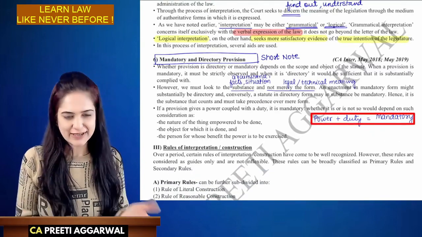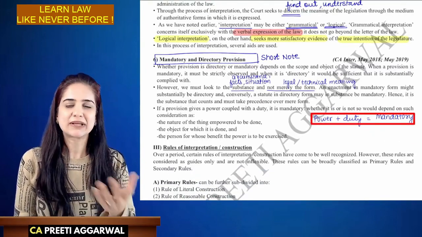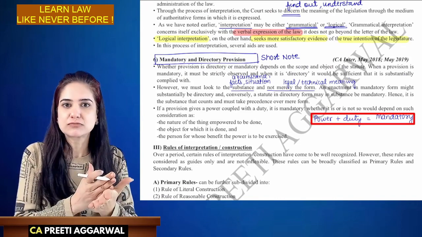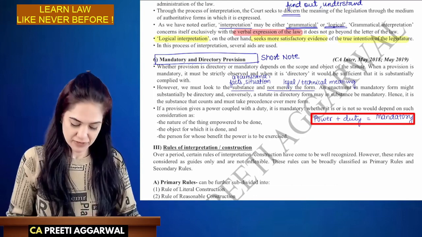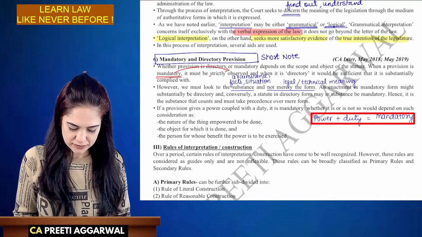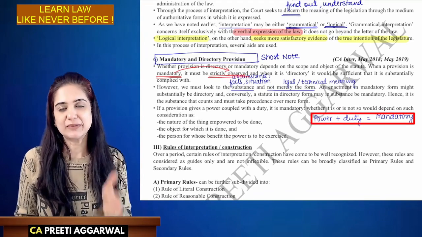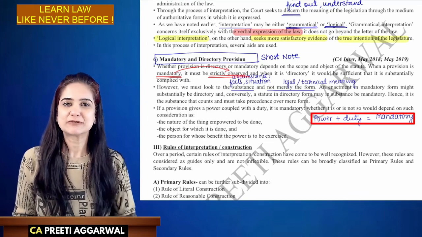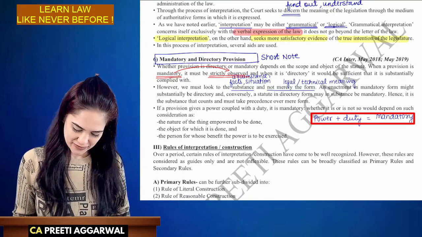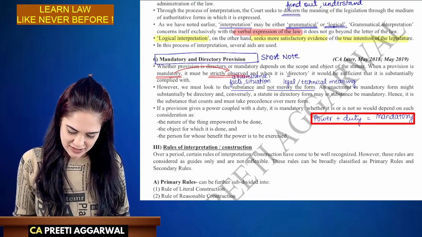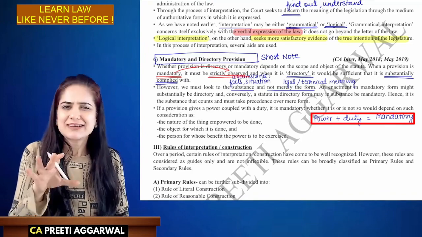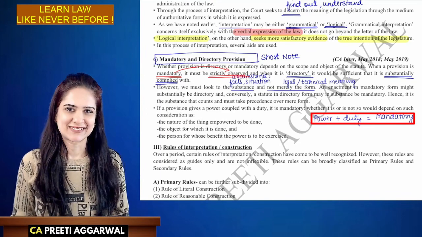Whether the provision is directory or mandatory depends upon the scope of the statute. Mandatory means you have to do it. So words like must, shall will be used. Mandatory means it must be strictly observed. You have to do it. We have given you the power and the duty to do it. Whereas the word directory, it is sufficient if it is substantially complied with. 70-80% compliance is also fine.